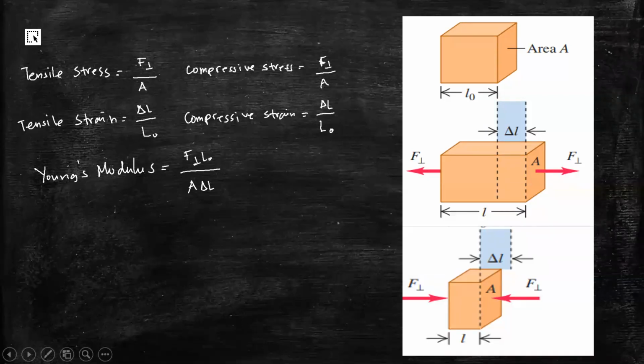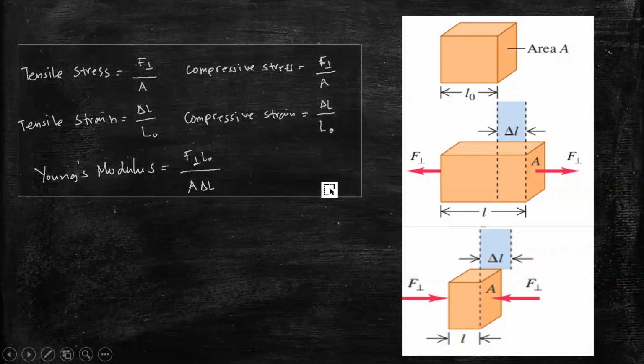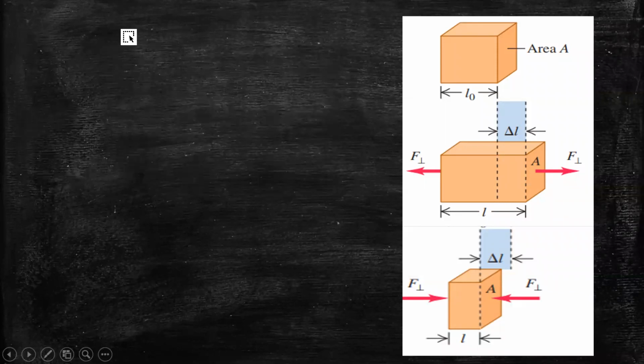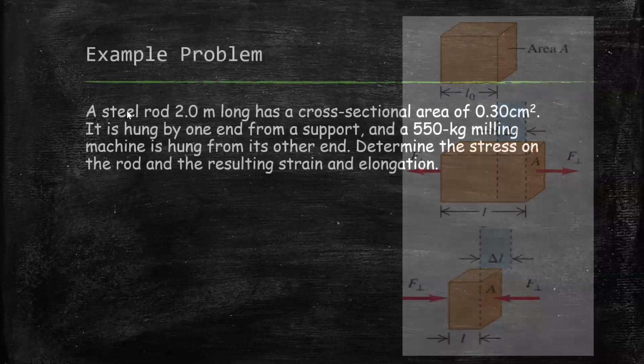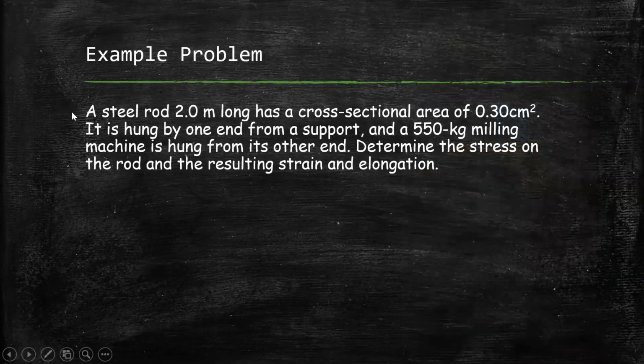Now let's move on with a sample problem. So our problem is a steel rod, 2 meter in length, has a cross-sectional area of 0.30 centimeters squared. It is hung by one end from a support, and a 550 kilogram milling machine is hung from its other end. Determine the stress on the rod and the resulting strain and elongation.